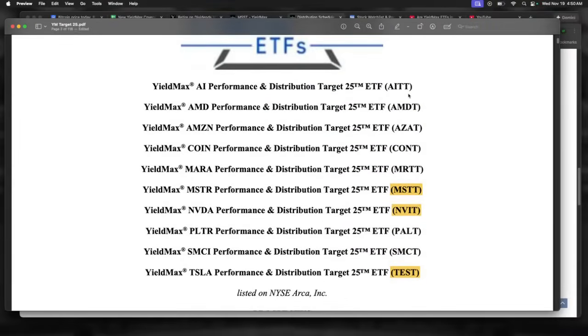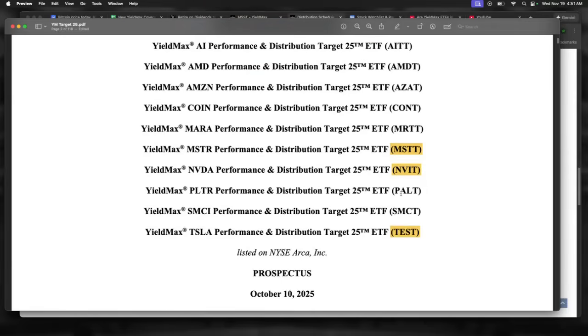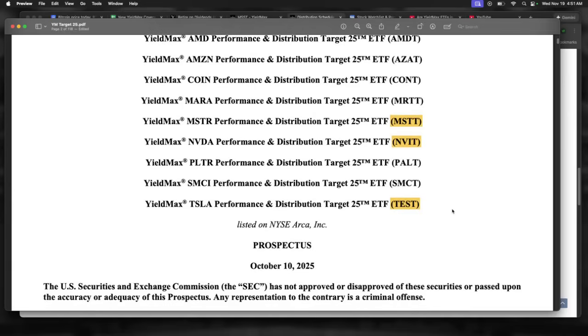They also have AITT for C3AI, AMDT for AMD, AZAT for Amazon, CONT for Coin, MRTT for Mara, PALT, I don't know about that name, for PLTR, SMCT for SMCI.